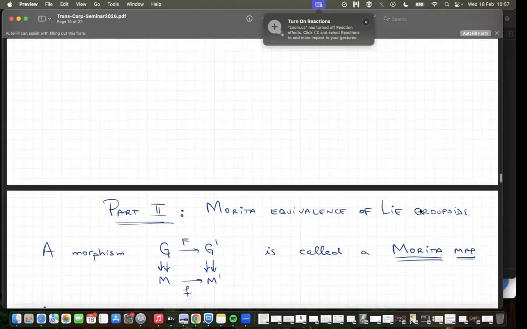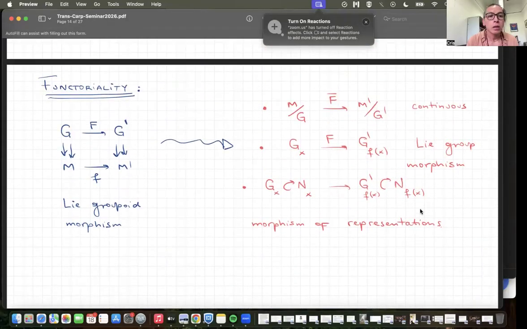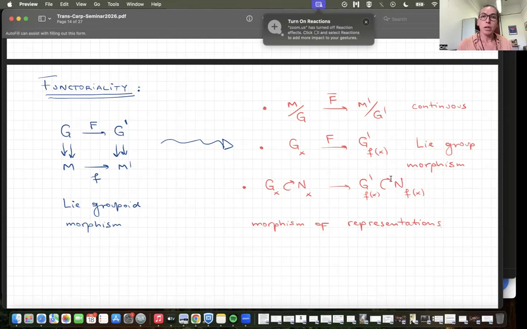Okay, just summarizing. We have found a bunch of information associated to a Lie groupoid, which we called the transverse information of a groupoid. It consists of the orbit space, isotropies, and normal representations. We have seen that this information is functorial, and we want to find a condition on a Lie groupoid morphism which tells you that this transverse information is the same.